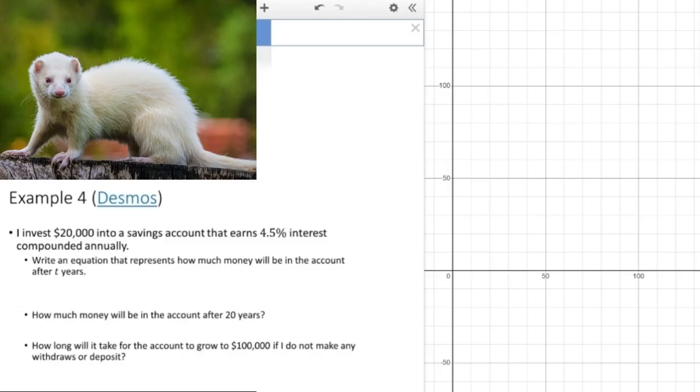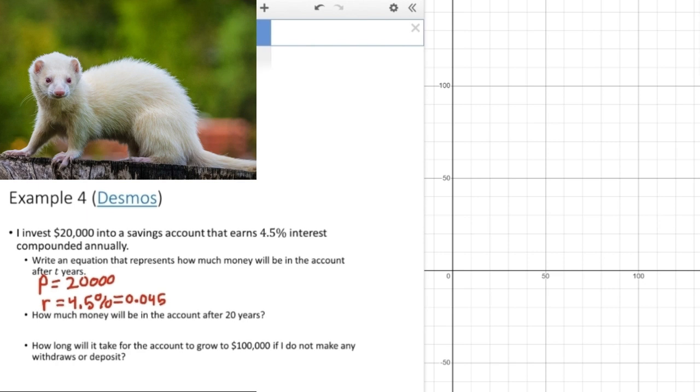In this example, I invest $20,000 into a savings account that earns 4.5% interest that compounds annually. First, we're going to write an equation that represents how much money will be in our account after 2 years. So thinking about our compound interest formula, we're told the value of our principal, which is our starting amount, is $20,000, and we're told our annual rate, R, is 4.5%. But remember, we don't work with percentages. Always convert them to decimals by dividing by 100. And we get that R is 0.045.